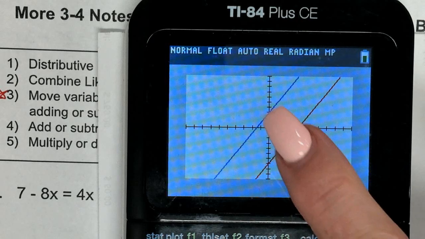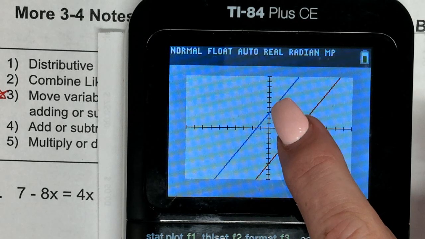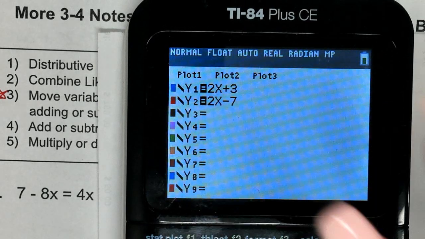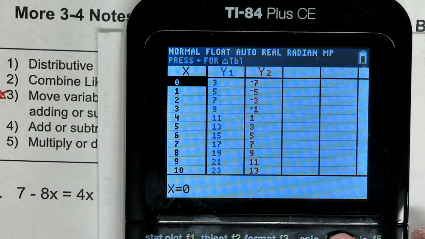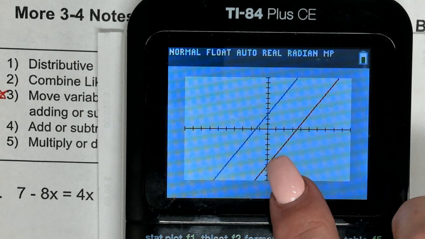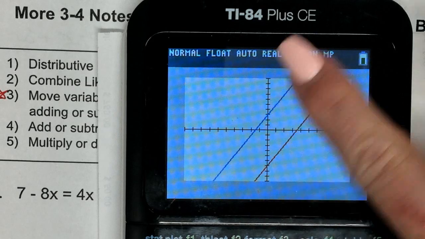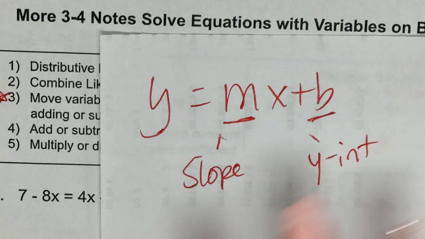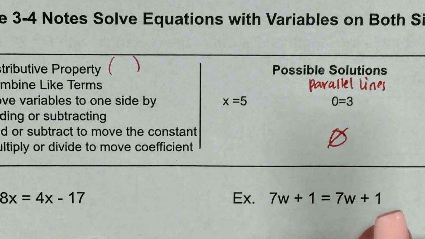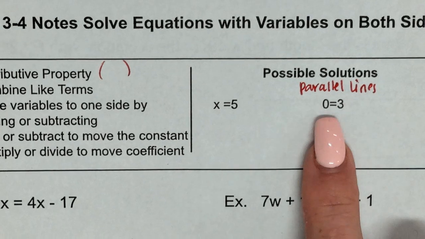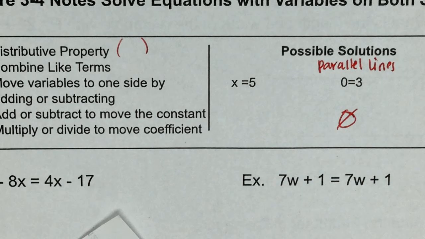So this one intercepted the y-axis at 2. Isn't that what I put? 3. 3. And this one intersected at -7. But the slopes were the same. They're parallel. There will be no solution. When you solve, you'll get something like 5 equals 7 or 0 equals 3. If they don't equal, what is your answer?